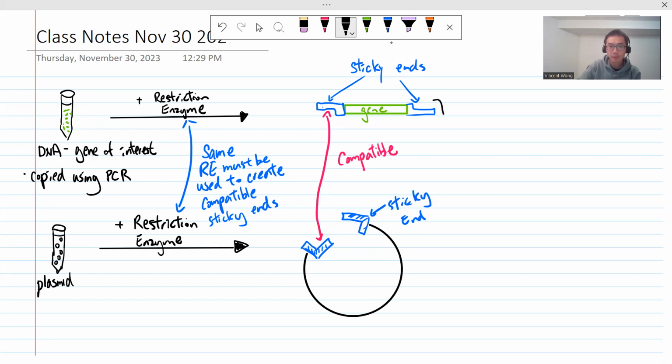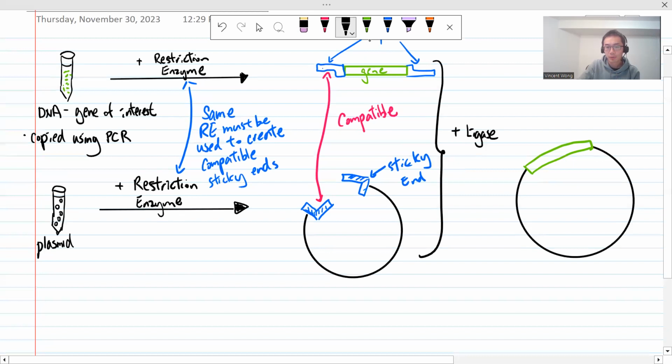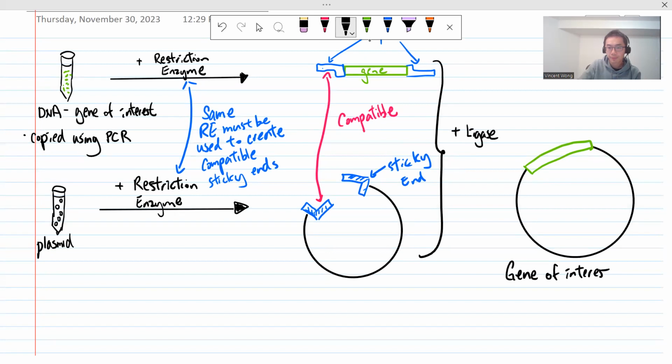Then we will mix these things together in another tube. We're going to add a little bit of ligase. Then what will end up happening is the gene is going to be inserted into the plasmid. Okay. So the gene of interest is inserted into the plasmid.